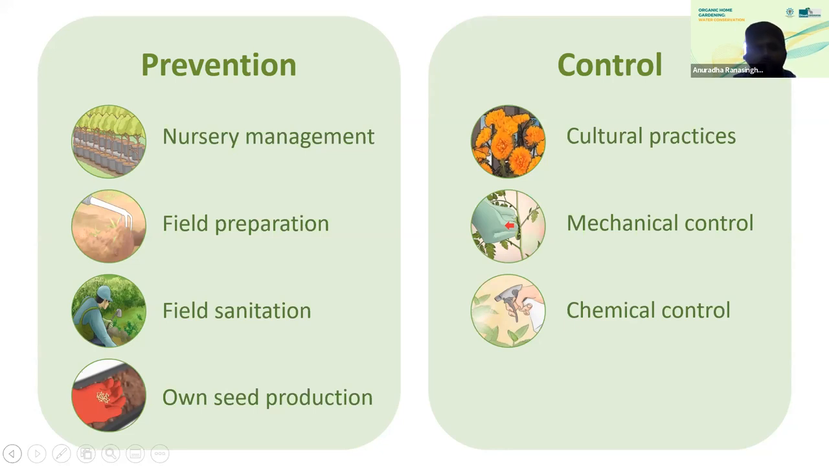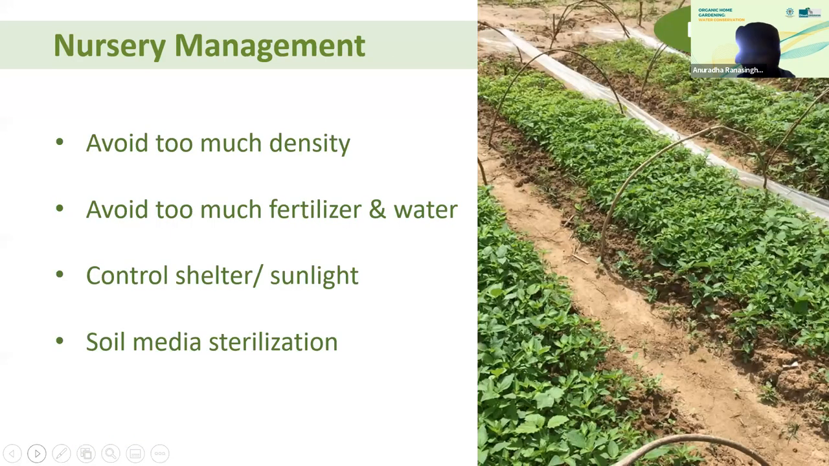Then we can use chemical controls, using commonly available chemical pesticides or insecticides, but we are not going to discuss them further. We can prepare our own pesticides or our own pest repellents, especially in home gardens. I will be explaining them in the next slide. So we can make our own pesticides or pest repellents to overcome all these issues raised by pests.